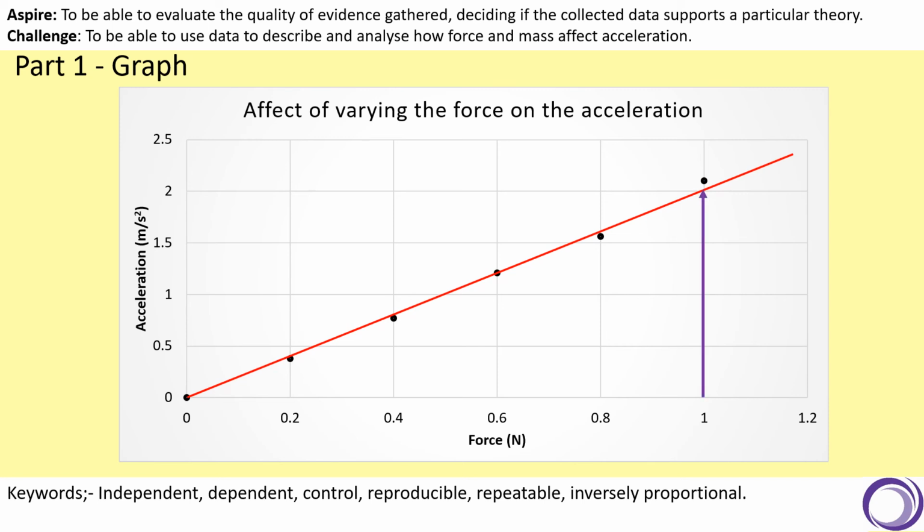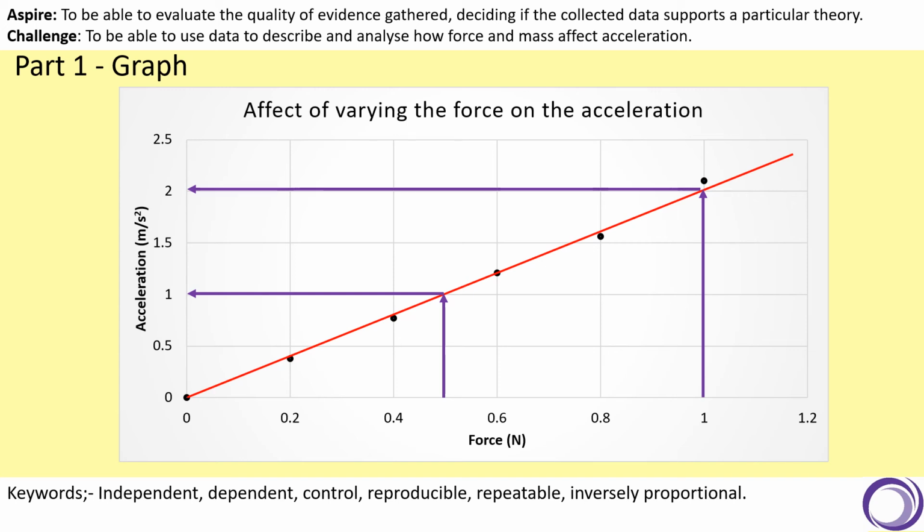I'm just going to look at where the graph is for 1 Newton. So I've just done a purple arrow there, and I've done it up from 1 Newton. And then so I can get a nice comparison, I've just picked half of 1 Newton. So I can compare 1 Newton to half a Newton. So at half a Newton, I've got an acceleration of 1 meters per second squared. And at 1 Newton, I've got an acceleration of 2 meters per second squared.